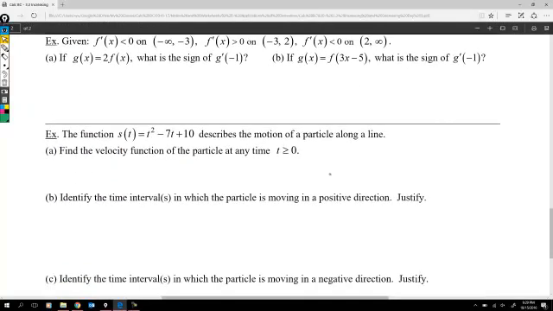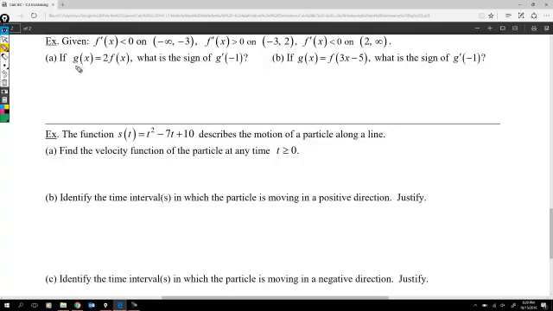All right, a bit of a weird example here. I'm given that f prime is less than 0. If we think about what that means, we're decreasing, so f prime is negative. On this interval, we're positive, and then negative again.